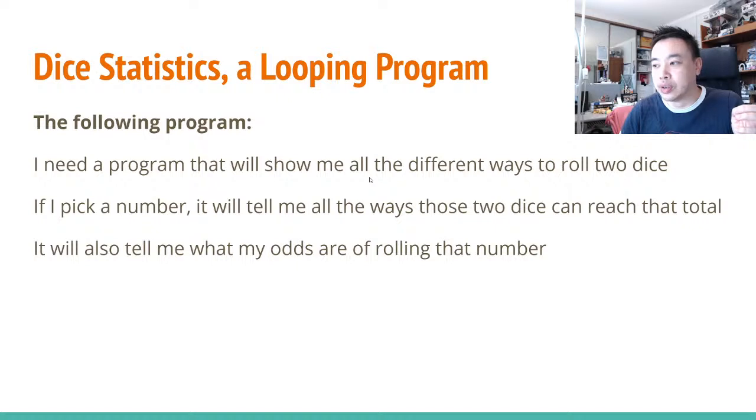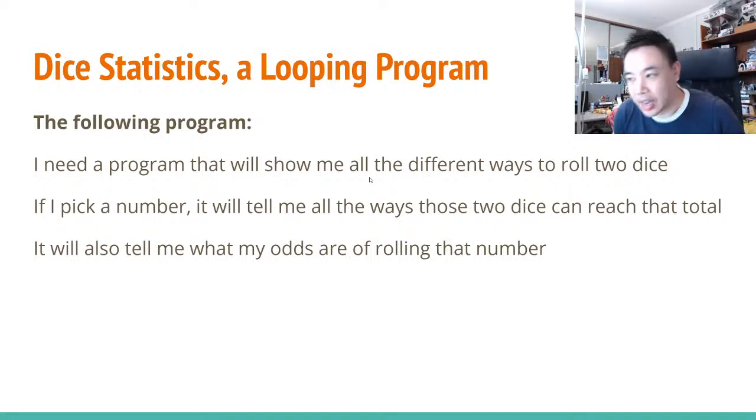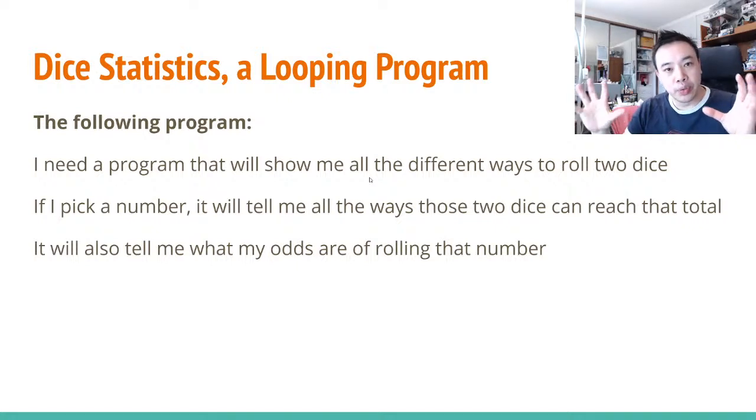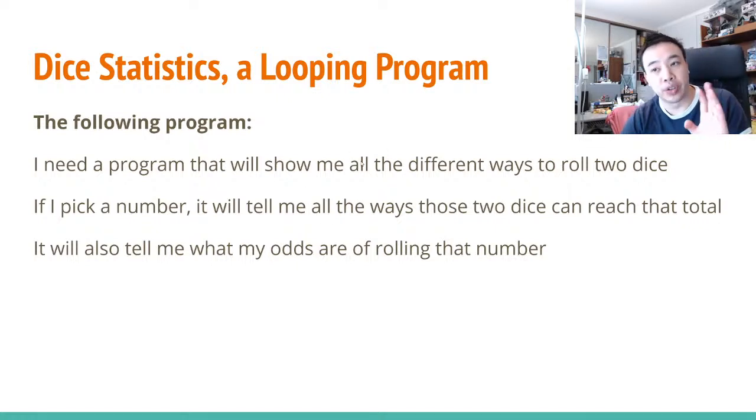So what we're going to do first is we're going to say, what do we need to do and what are the simpler things we need to do? So we can start with the first point. We're just going to roll 2 dice many different ways and see all the possibilities rather than going through and checking all this other stuff yet. We'll just do the first bit first and make sure that works.